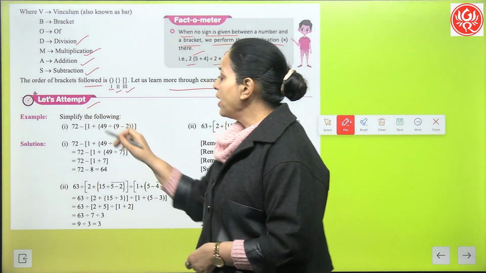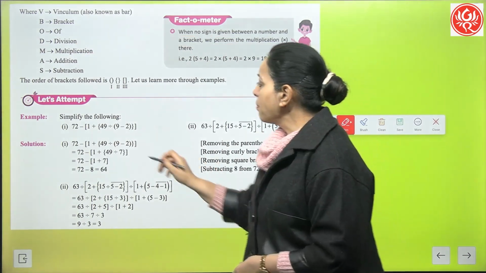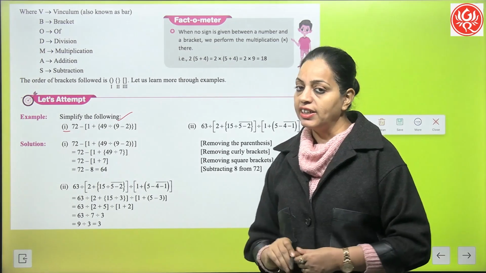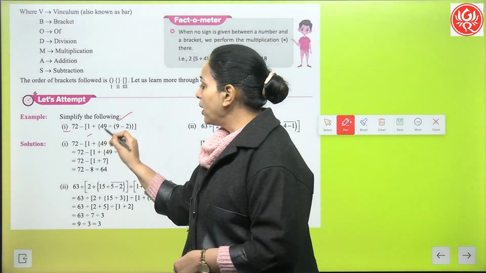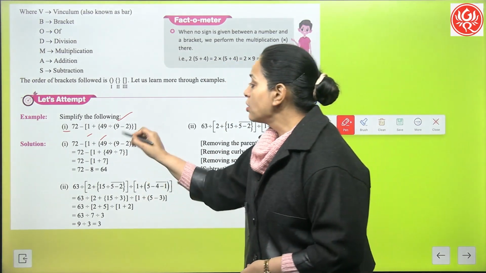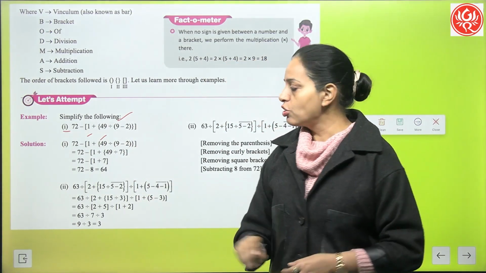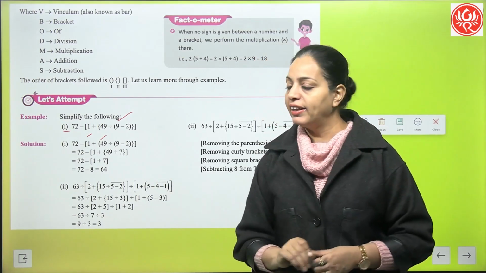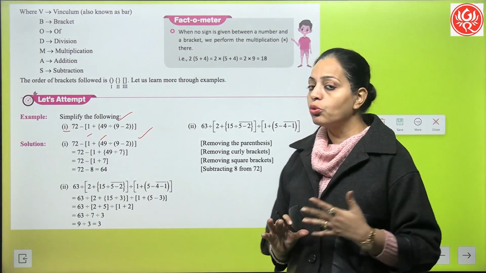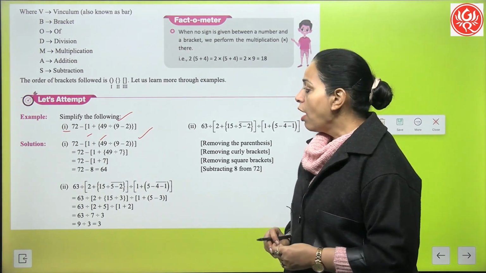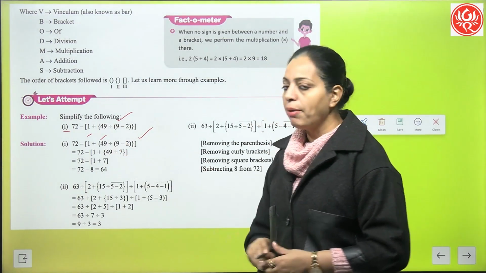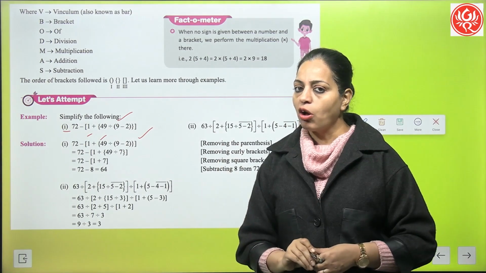Let us attempt an example. See, simplify the following. The first part, 72 minus square bracket 1 plus curly bracket 49 divided by small bracket 9 minus 2, then curly bracket and then square bracket. Okay, now according to the rule what to do? हम सबसे पहले किसको solve करेंगे? यहाँ पर bar नहीं है हमारे पास, हम brackets को solve करेंगे.